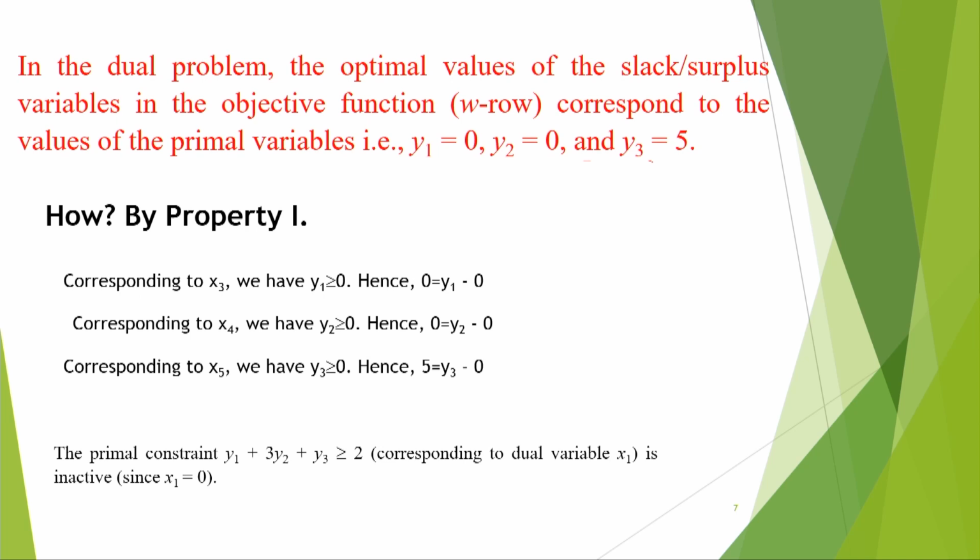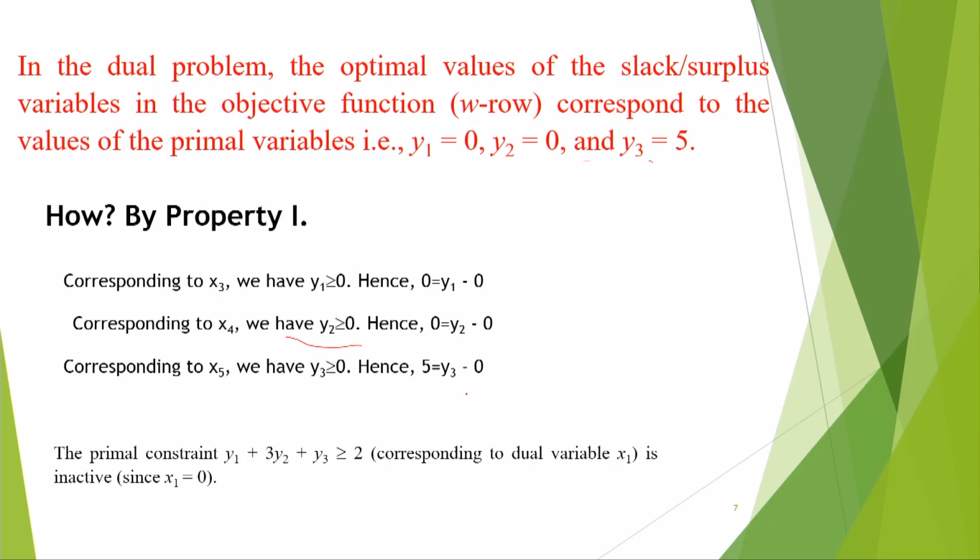It is by property 1, because corresponding to x3 we have y1 greater than 0. So hence 0 is equal to y1 minus 0. Corresponding to x4 we have the constraint y2 greater than 0 in the other problem, so hence 0 is equal to y2 minus 0. And corresponding to x5 we have y3 greater than 0, therefore 5 is equal to y3 minus 0.